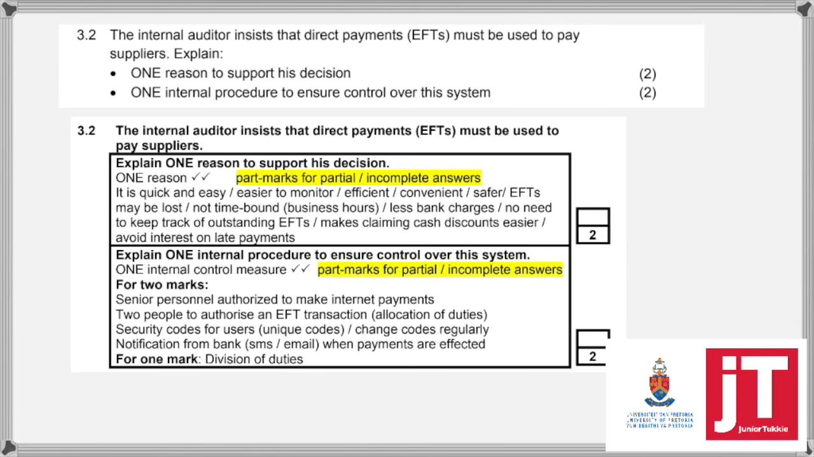Please do not just write division of duties, because what does division of duties mean in this scenario? If you just write division of duties, you're only going to get 1 mark. So you need to add more detail.